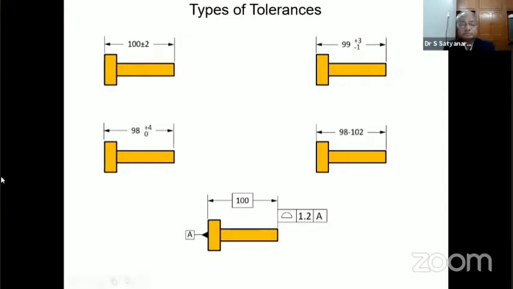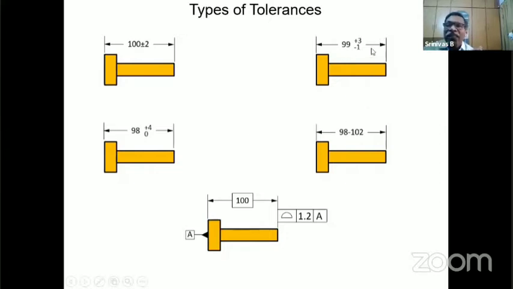And see here, there are tolerances appearing. There are different types of tolerances. This is a tolerance, 100 plus or minus 2. This is called bilateral tolerance. It is not only bilateral tolerance, it is symmetrical also. The meaning is over the nominal dimension of 100, 2 millimeter can go upside, 2 millimeter can come downside. The limits are 98 to 102. This tolerance is called bilateral symmetrical.